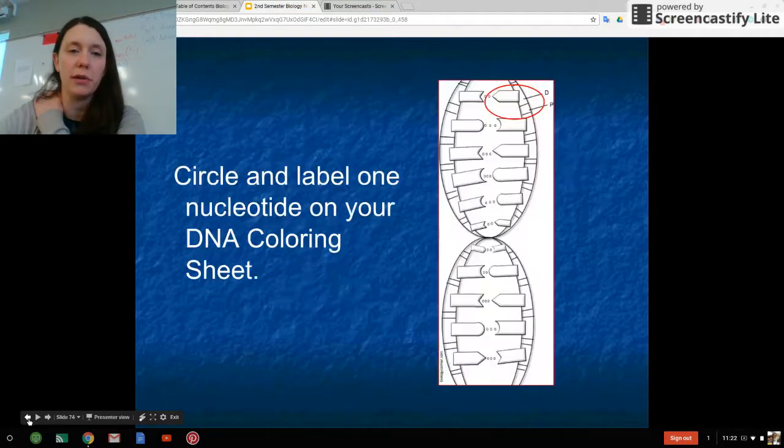Let's go back to our model really quick. So here's our T's, A's, G's, and C's, and you can see they're connected directly to this thing that's labeled D. They connect directly to the deoxyribose, and then the phosphate connects the nucleotide to the next one. Nitrogen base, deoxyribose, nitrogen base, deoxyribose, phosphates connect them together.